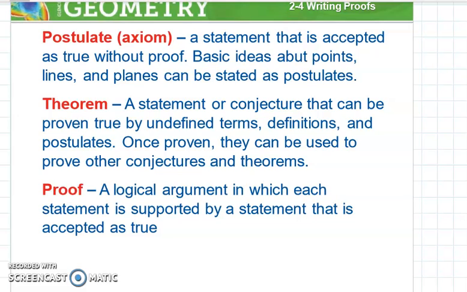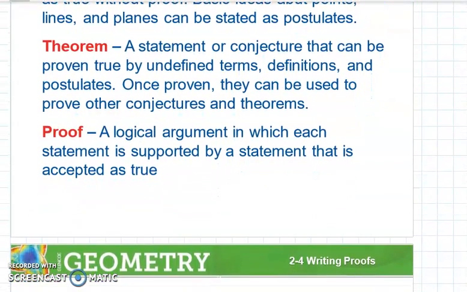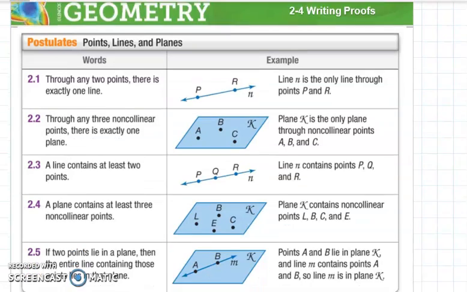This is lesson 2.4. We did this in class, so I'll just briefly go through some of the things we talked about. Postulate, theorem, and proof. Postulates and theorems are just statements or conjectures. They're logic either proved: postulates are just accepted as logic, theorems are just a conjecture proved by a postulate or another theorem. Once they're proven, we can use them to solve other things. Proof is just a logical argument, that's all it is.